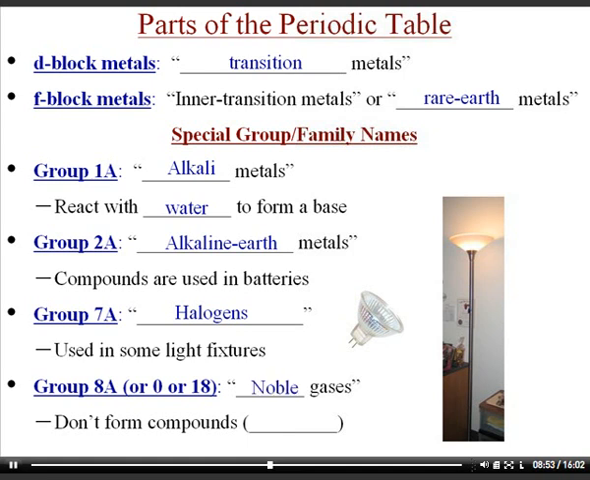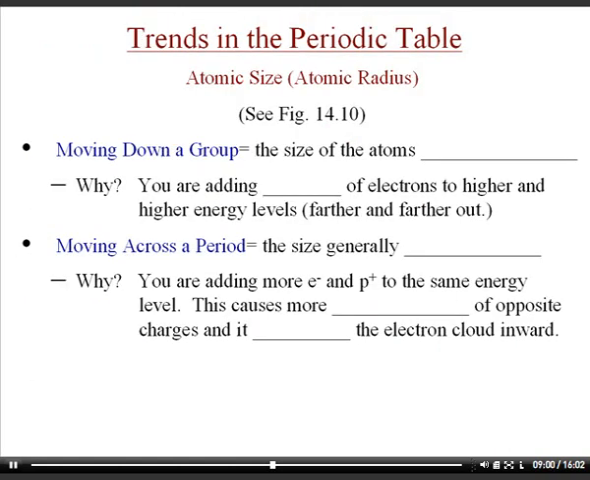Group 8 are called the noble gases, and they don't form any compounds. They're inert. So you have to know those special names of the groups. On the next page, we start the trends in the periodic table, and the first trend is atomic size.